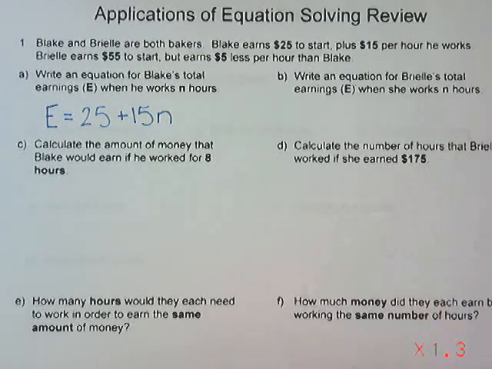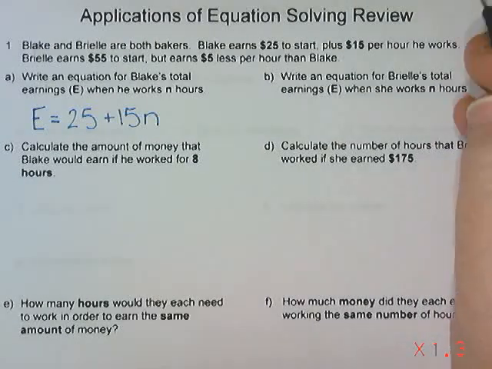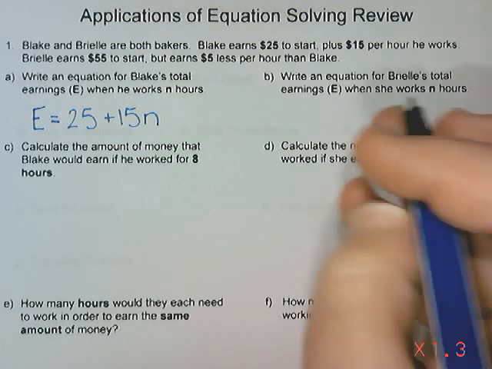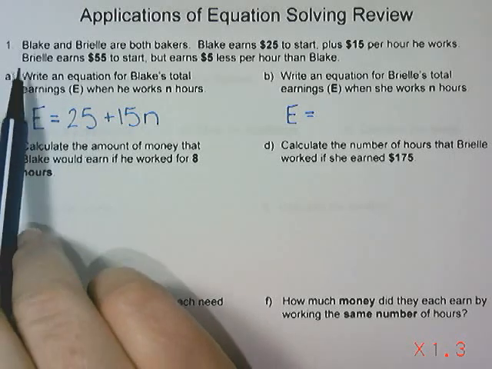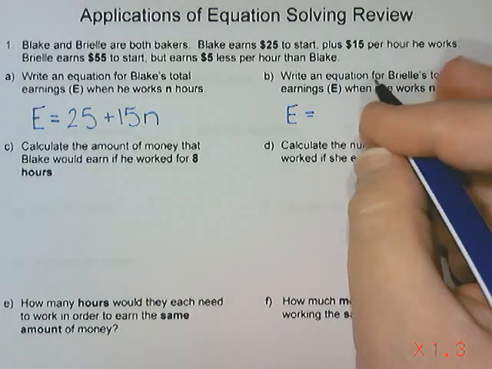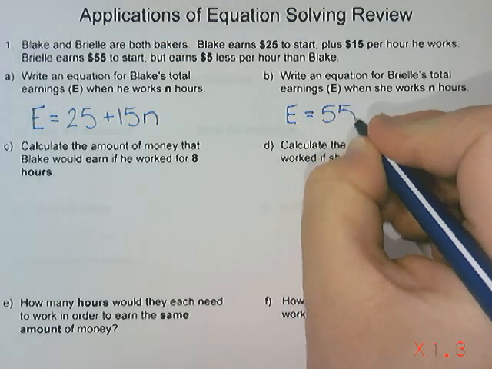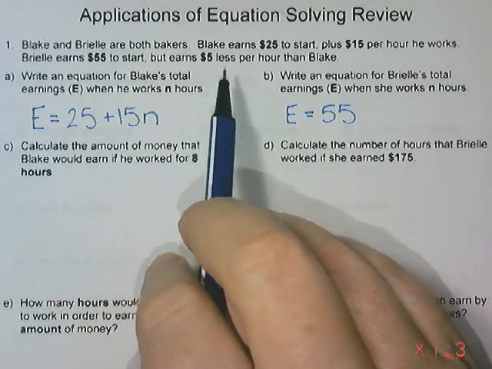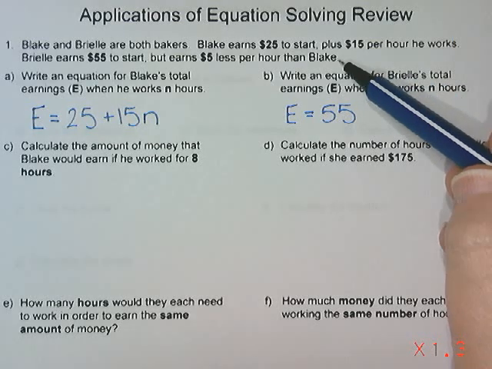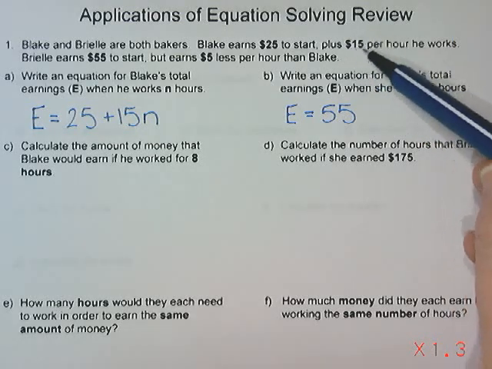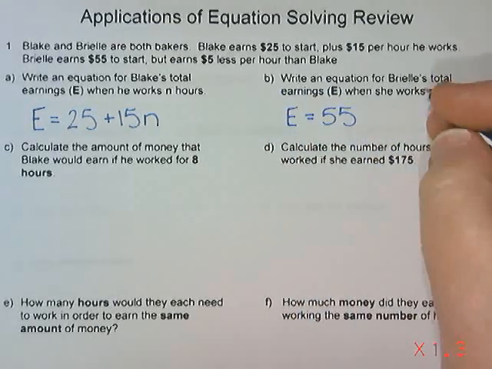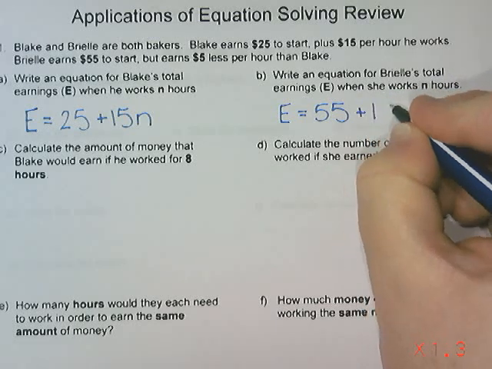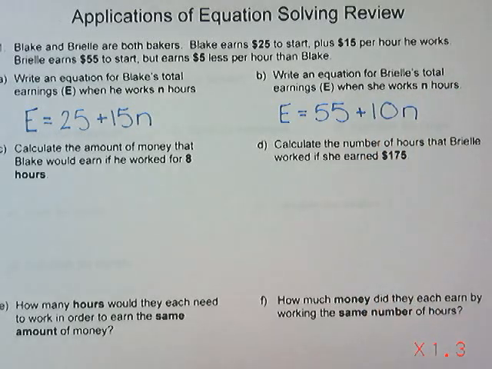Right. Brielle, it says write an equation for Brielle's total earnings when she works N hours. So I am going to start again with E. Now, what does it say about Brielle? Brielle earns $55 to start. So she starts at $55 and earns $5 less per hour than Blake. So Blake earned $15 per hour, and she is earning $5 less than that. So she is earning $10 per hour. So I'm going to add $10 times the number of hours, or E equals 55 plus 10N.